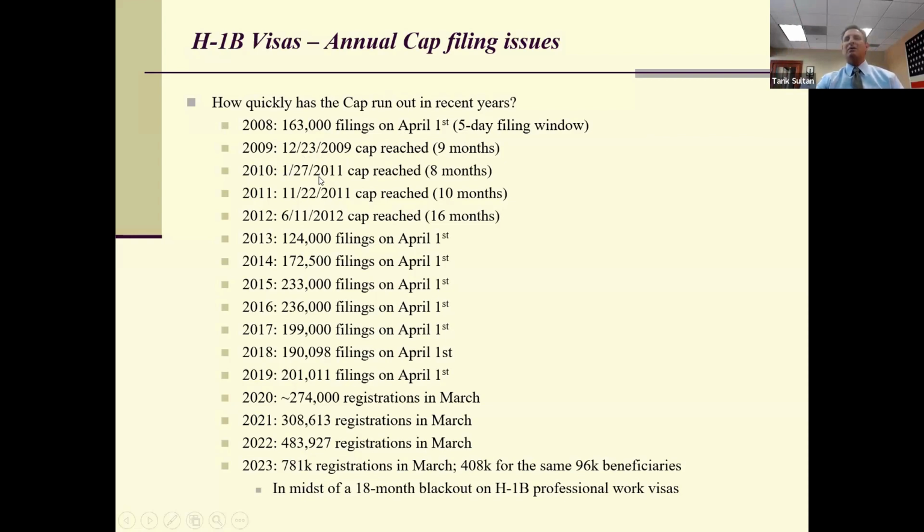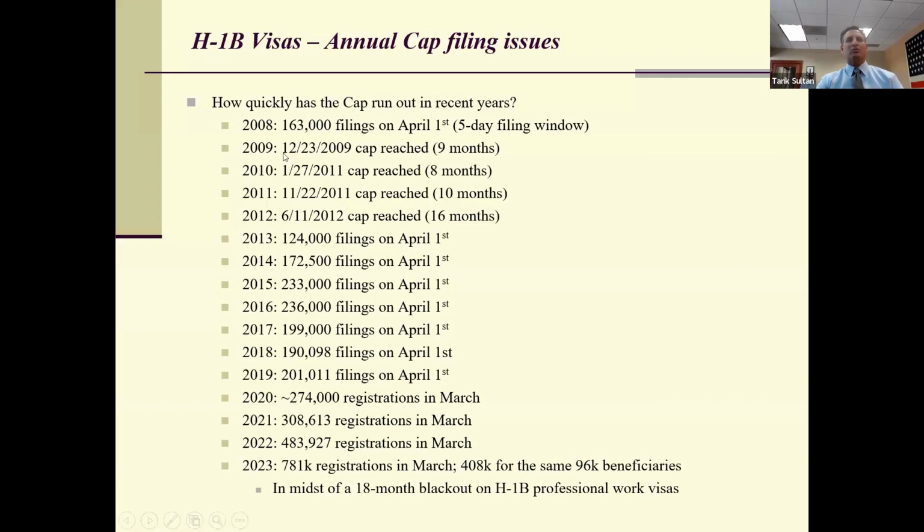And then as the economy started picking up steam and we started needing workers again coming out of that recession, in 2011, you'll see it then shortened and we ran out in November, then we ran out in June in 2012. And we knew when that happened, we were going to go back to the days of running out on the first day in April, and that's what happened, right?